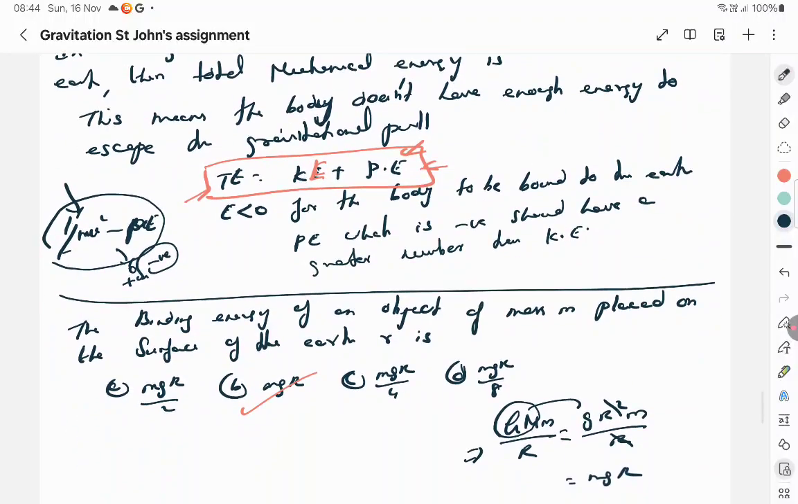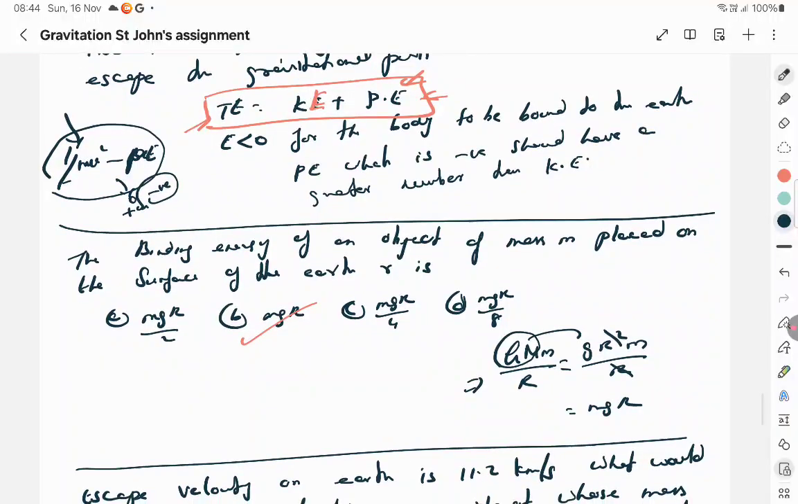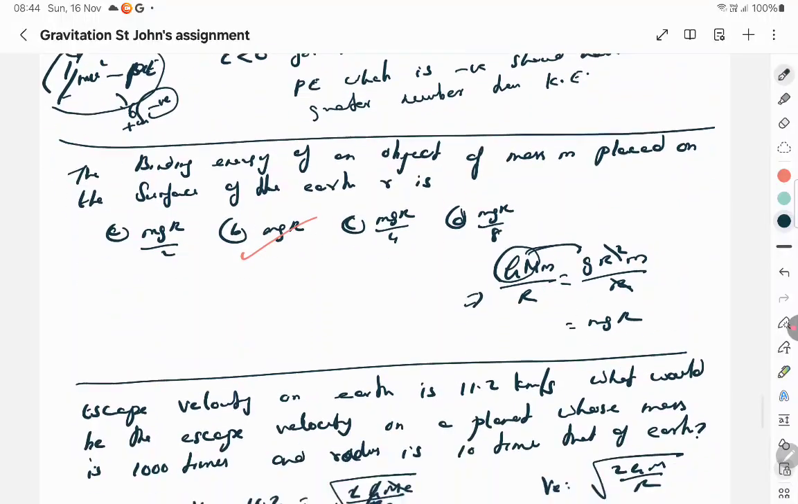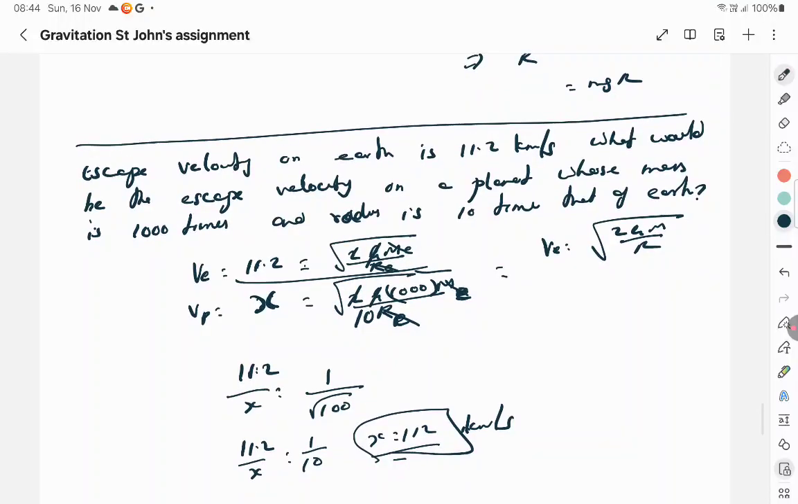Hope you understood. The binding energy of an object of mass m placed on the surface of the earth: binding energy is a potential energy, it's GMm by capital R, where in the place of capital GM you can substitute g R squared, so mgR on the surface of the earth. The escape velocity on the earth is 11.2 km per second. What will be the escape velocity on a planet whose mass is 1000 times and radius is 10 times that of the earth? Write the escape velocity formula. You have to use this formula because mass is 1000 times and radius is 10 times, so stick to this formula, write the ratios, substitute 11.2 for the earth and x for the planet, and get the value.